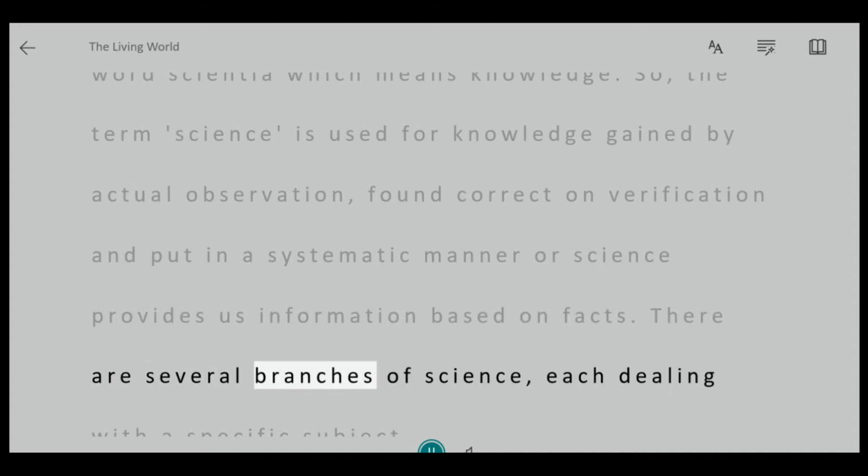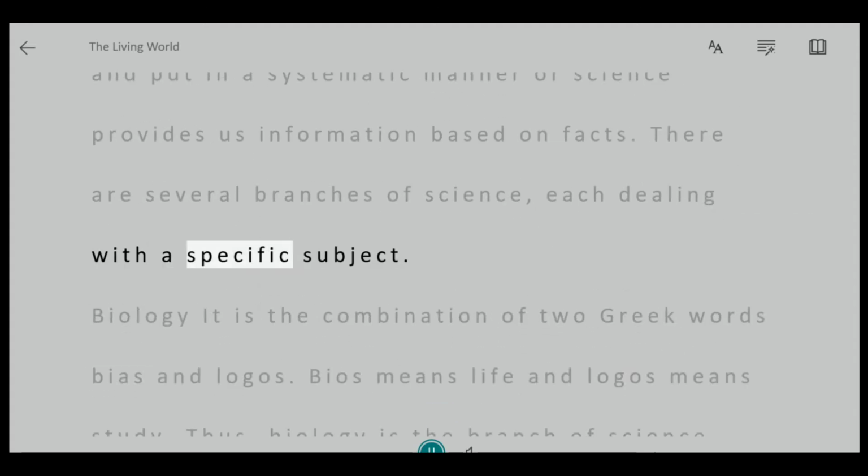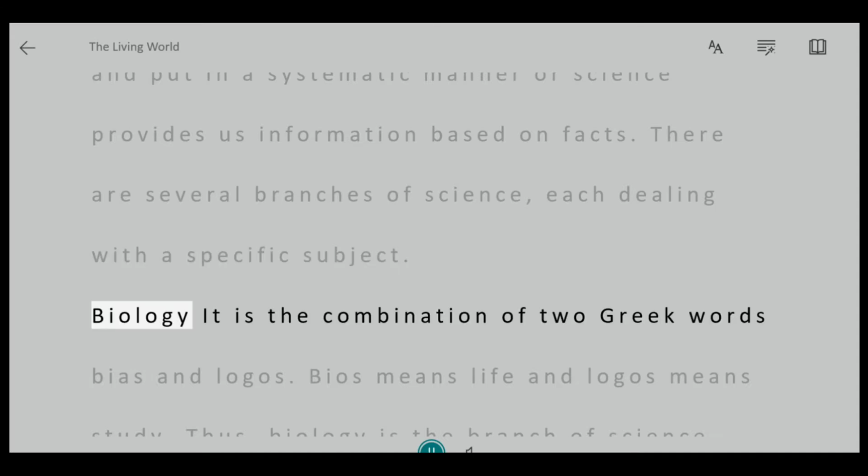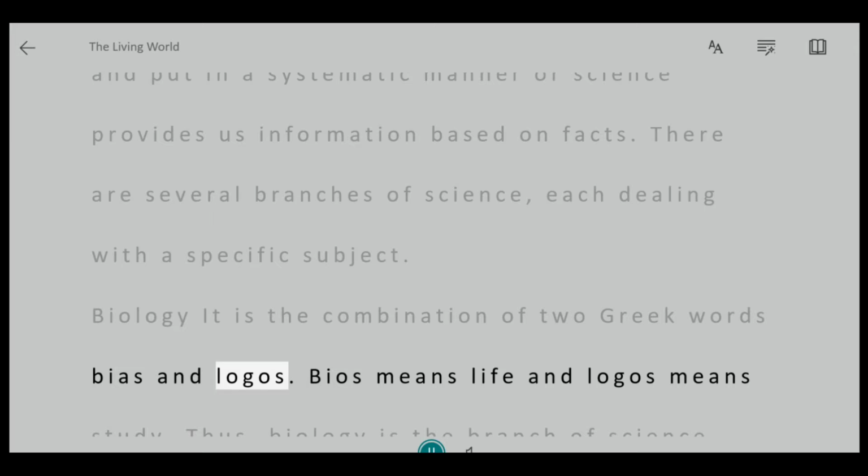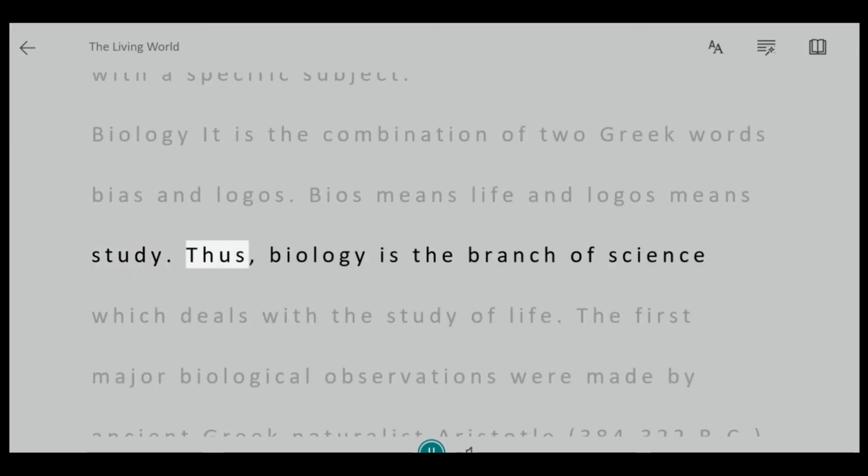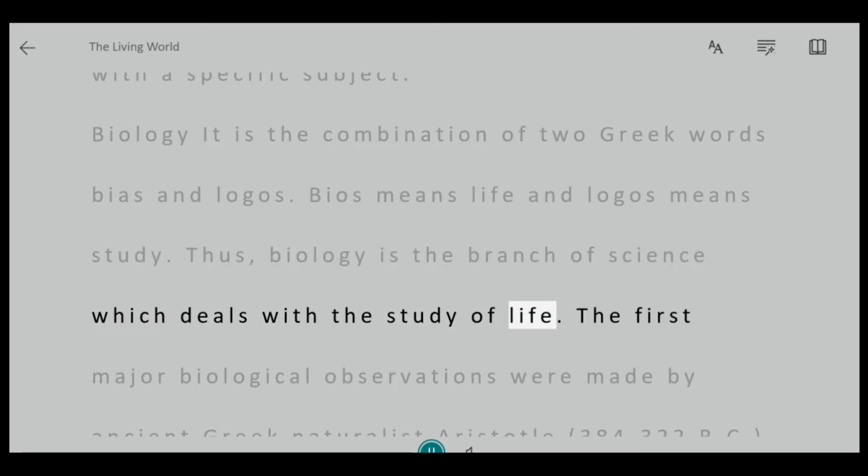There are several branches of science, each dealing with a specific subject. Biology. It is the combination of two Greek words bios and logos. Bios means life and logos means study. Thus, biology is the branch of science which deals with the study of life.